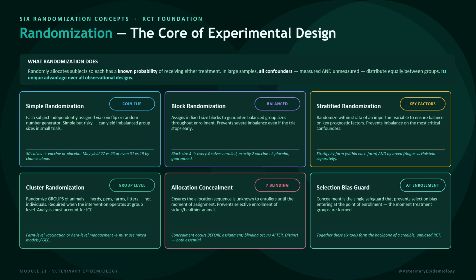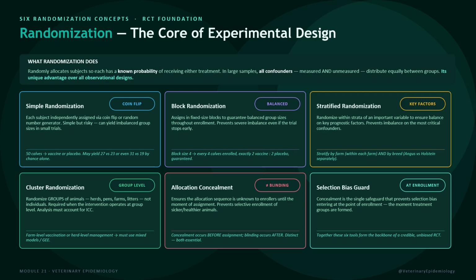Cluster randomization assigns groups, not individuals, to treatment. This is essential when the intervention operates at the herd or pen level, or when individual randomization would cause contamination. Examples include herd-level vaccination or pen-level feeding strategies. Cluster trials require special analysis because animals within a cluster are correlated. This reduces the effective sample size and increases the required number of clusters.